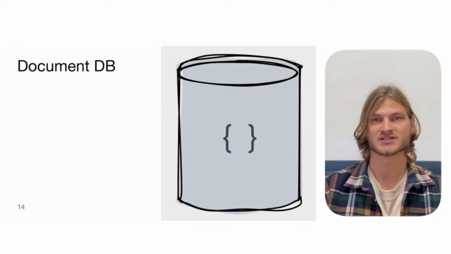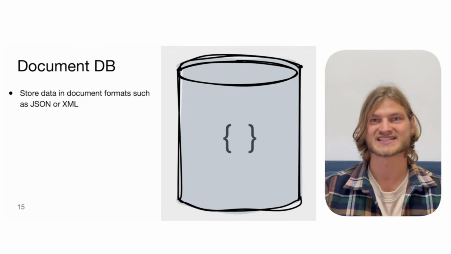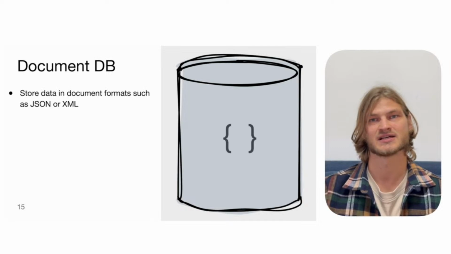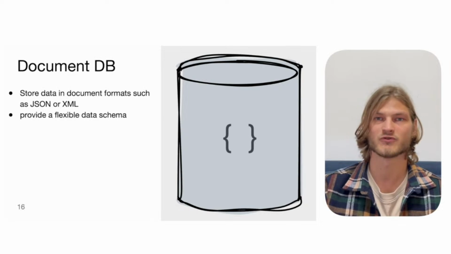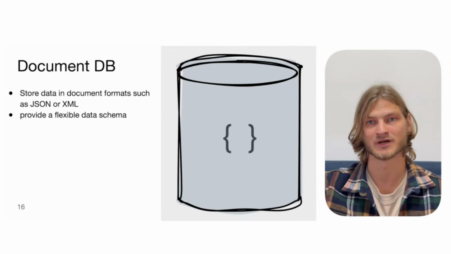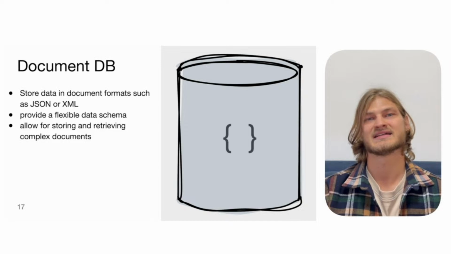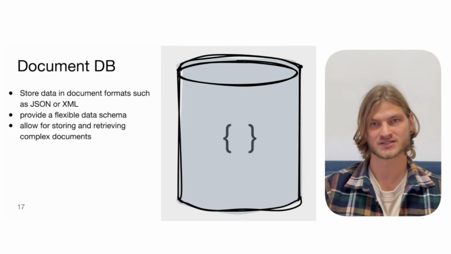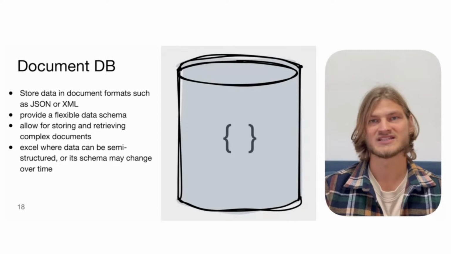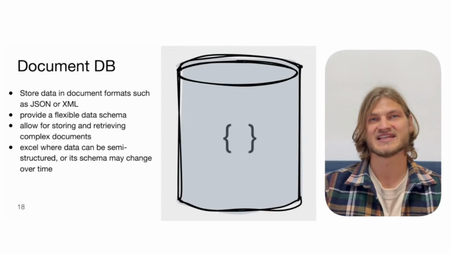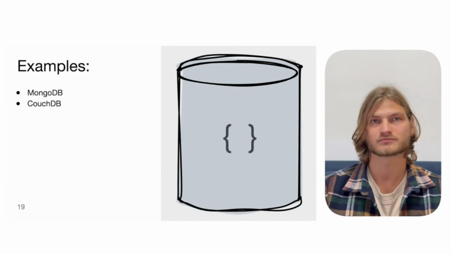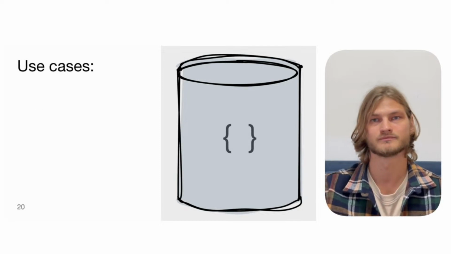Also, I want to speak about document DB. In such databases, data is stored in document formats such as JSON or XML. It provides a flexible data schema, and it allows for storing and retrieving complex documents. It really excels where data can be semi-structured or its schema may change over time. Examples of such systems are MongoDB or CouchDB.